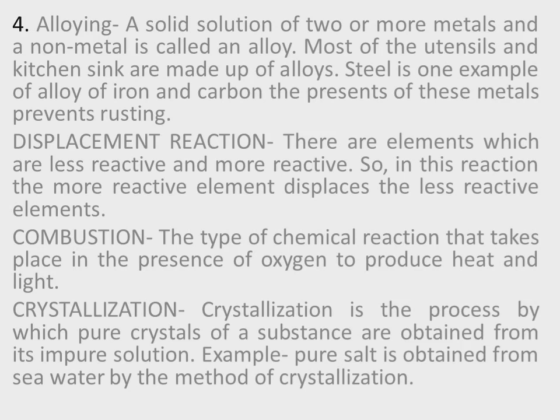So let us know more about the different types of chemical reactions. Now, what is a displacement reaction? There are elements which are less reactive and more reactive. So in this reaction, the more reactive element displaces the less reactive elements. Second, combustion, the type of chemical reaction that takes place in the presence of oxygen to produce heat and light. And what is crystallization? Crystallization is a process by which pure crystals of a substance are obtained from its impure solution. Example, pure salt is obtained from seawater by the method of crystallization.